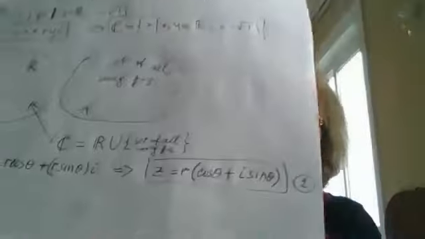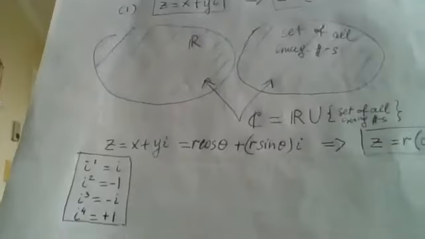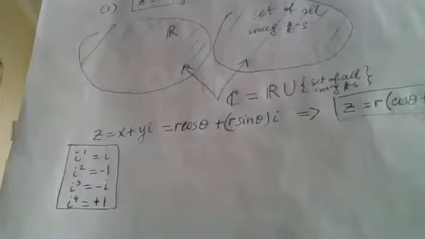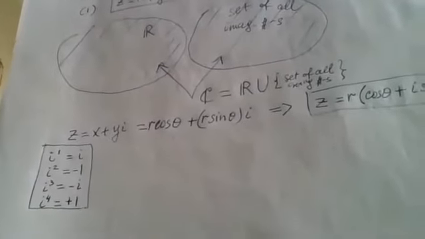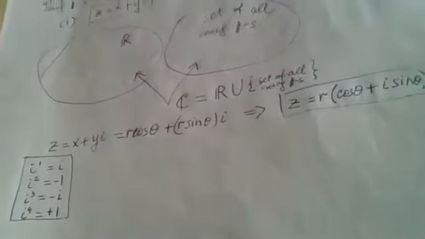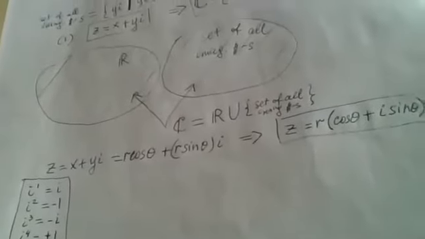Yeah. And look what I'm doing. I showed you this in the box. I wrote it down. I to the first is I, I to the second is -1, I cubed is -I, I to the fourth is +1. Up to you to write this +1 or just 1, up to you.